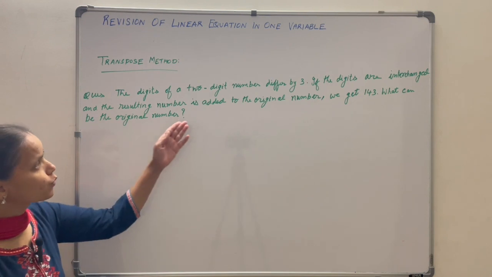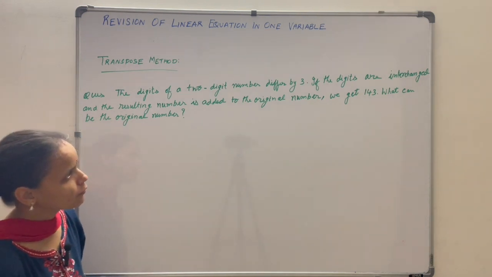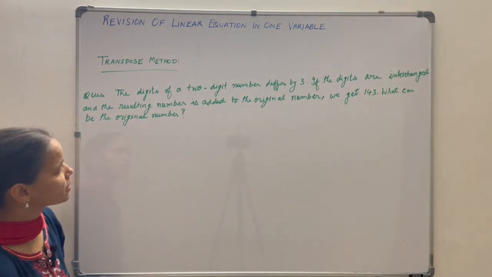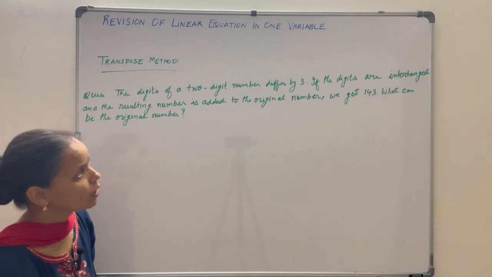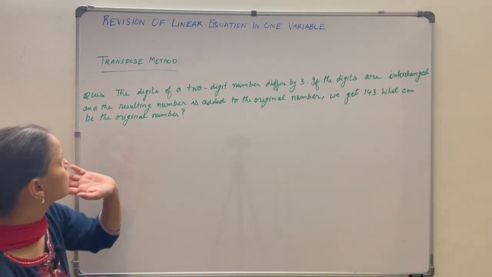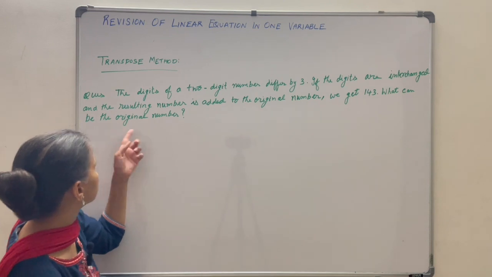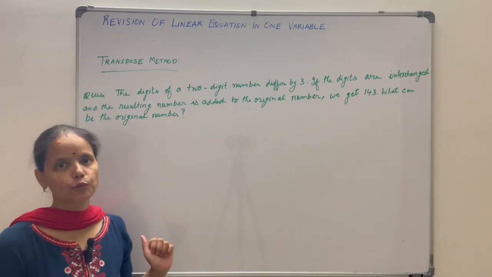The digits of a two-digit number differ by 3. If the digits are interchanged and the resulting number is added to the original number, we get 143. What can be the original number? So we have to do this question.